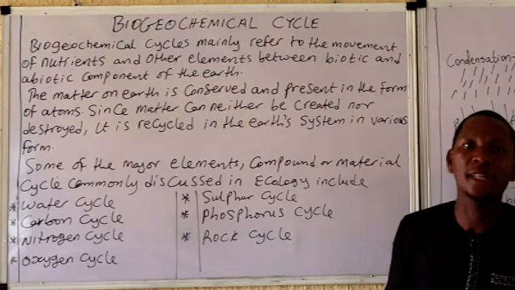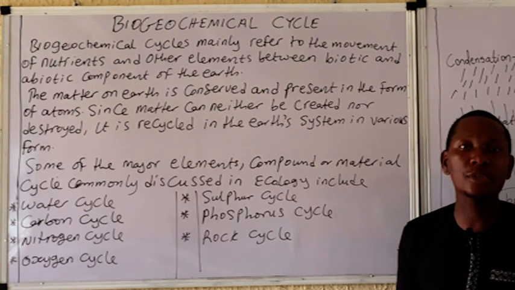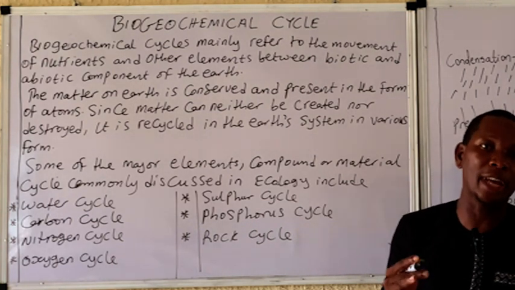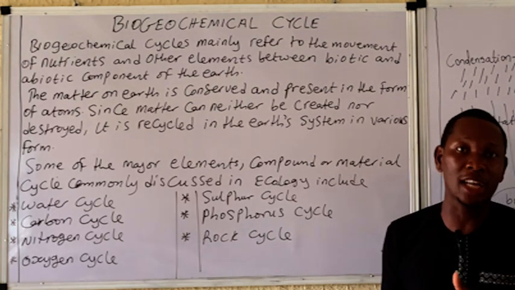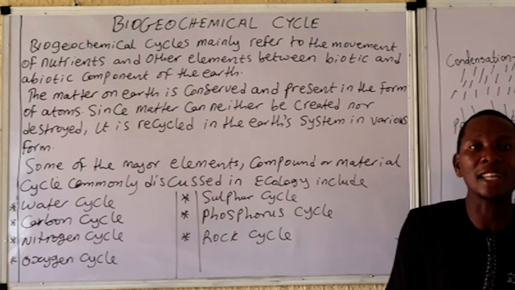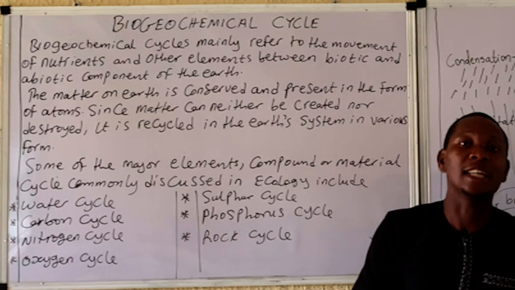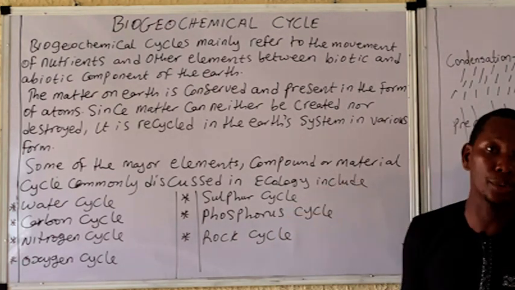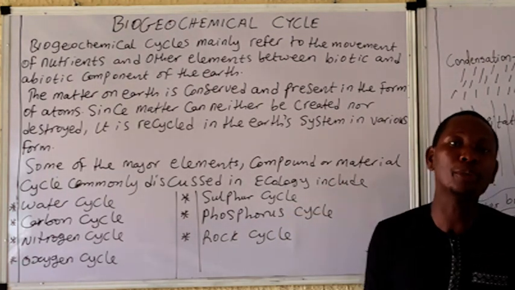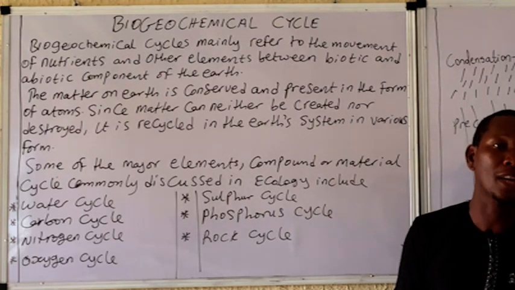We know that the earth is almost like a closed system where there is no material escaping into the outer space as such. So materials are constantly being converted from one form to another, and they are constantly being recycled. This process forms the basis for the biogeochemical cycles.